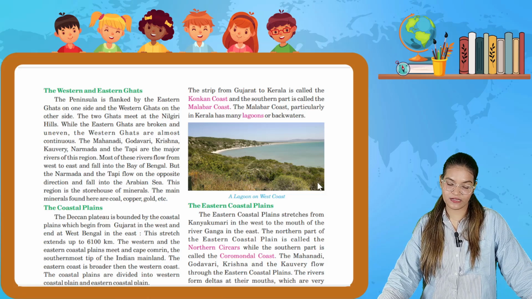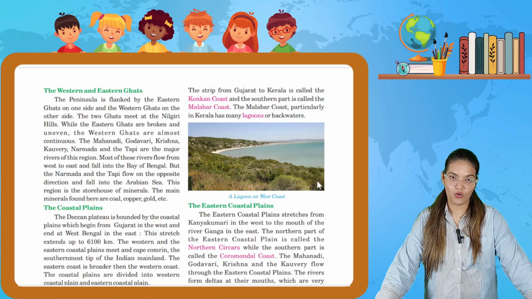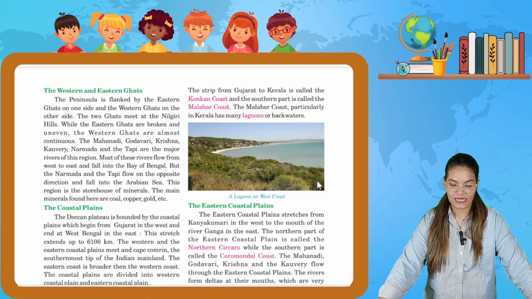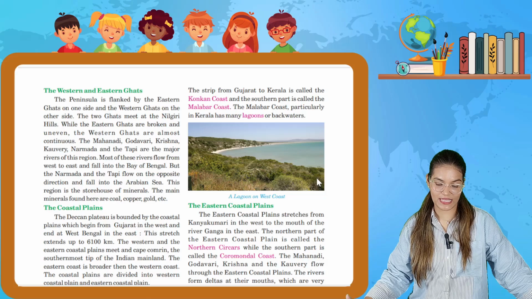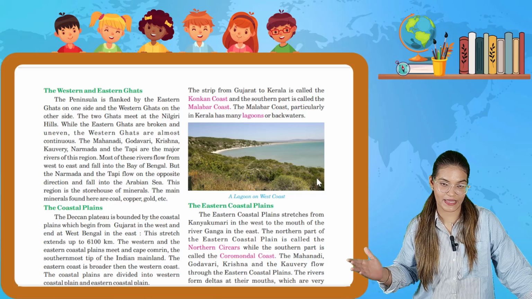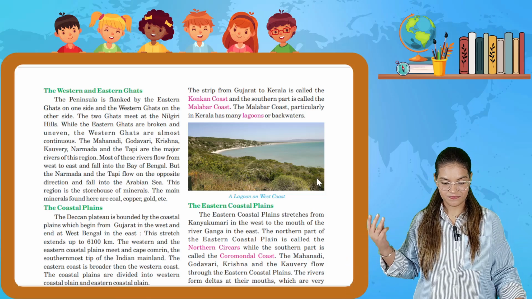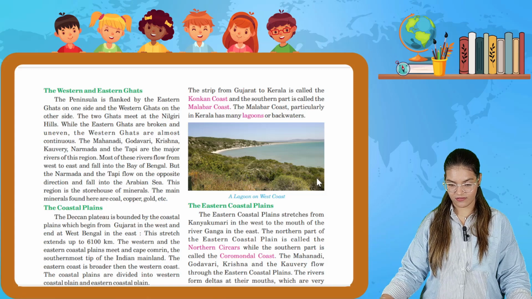The main minerals from here are coal, copper, gold, etc. Right?